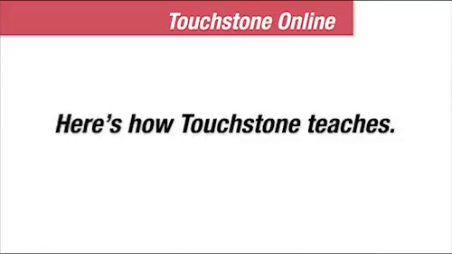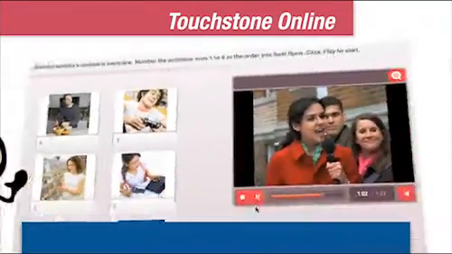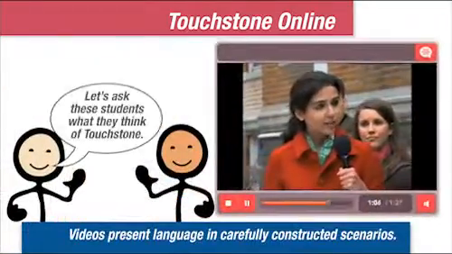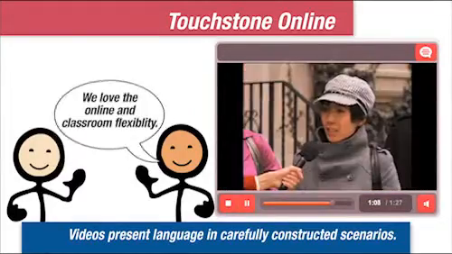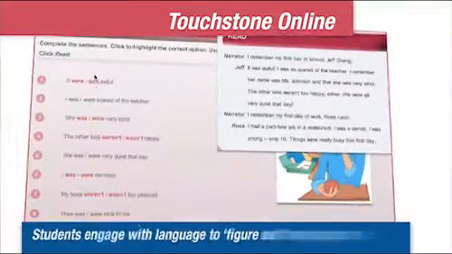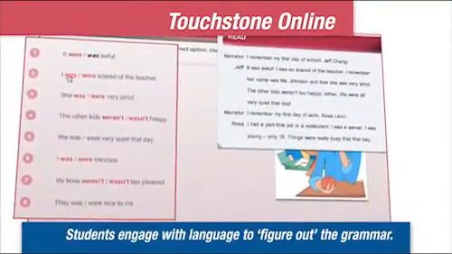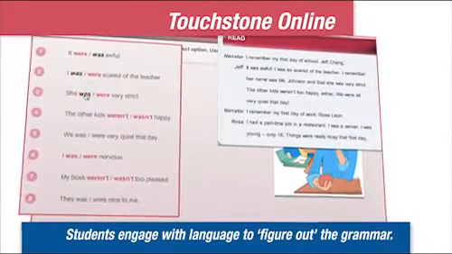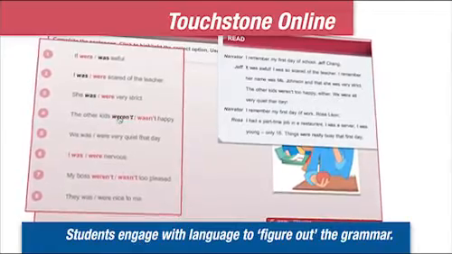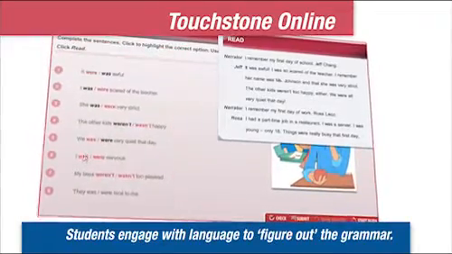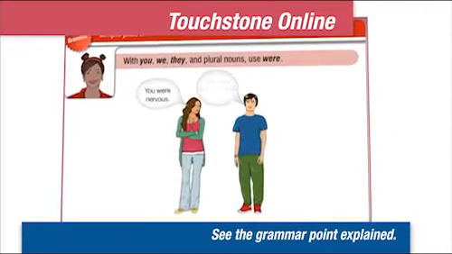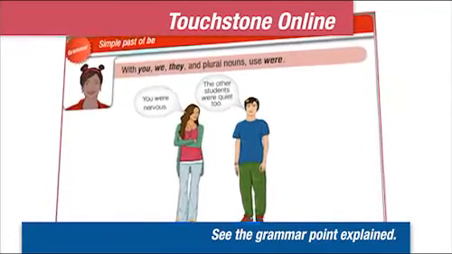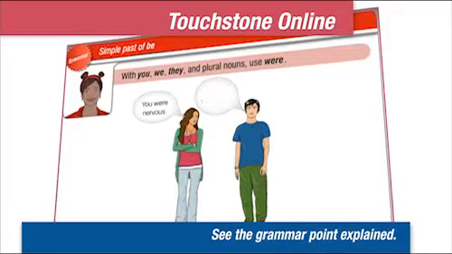Here's how Touchstone teaches. Hundreds of videos present the language in carefully constructed scenarios. This is the illustration phase. Next, students engage with the language presentation to figure out the grammar. This is the inductive phase, where students attempt to work out rules and patterns. And then, students see the grammar point explained in a flash movie. This is the deductive phase where students are given the rule.